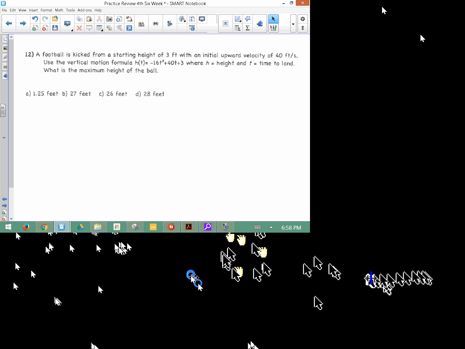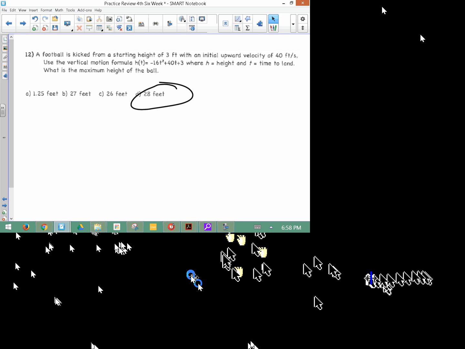So let's see which one. We're looking for the maximum height. So the maximum height is 28 feet. So the answer is choice D. And we use graph trace to do that.